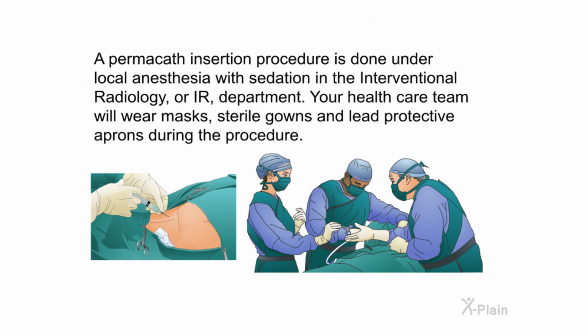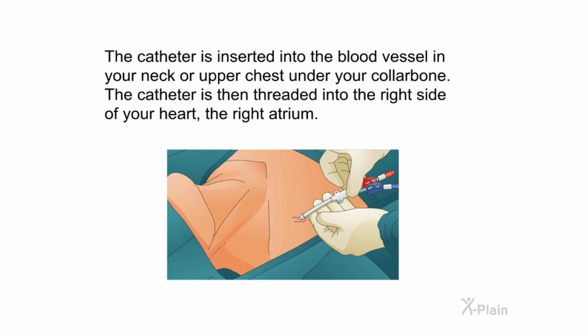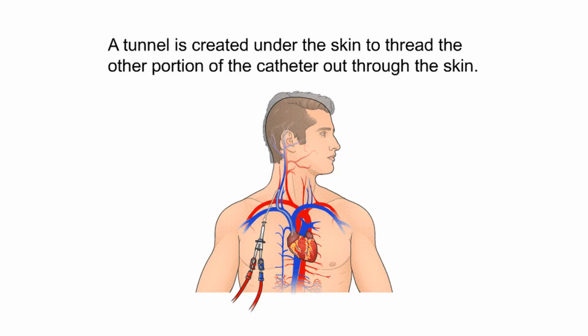A permacath insertion procedure is done under local anesthesia with sedation in the interventional radiology or IR department. Your healthcare team will wear masks, sterile gowns, and lead protective aprons during the procedure. The catheter is inserted into the blood vessel in your neck or upper chest under your collarbone. The catheter is then threaded into the right side of your heart, the right atrium. A tunnel is created under the skin to thread the other portion of the catheter out through the skin.